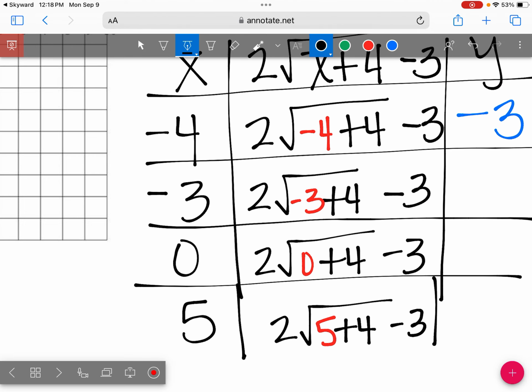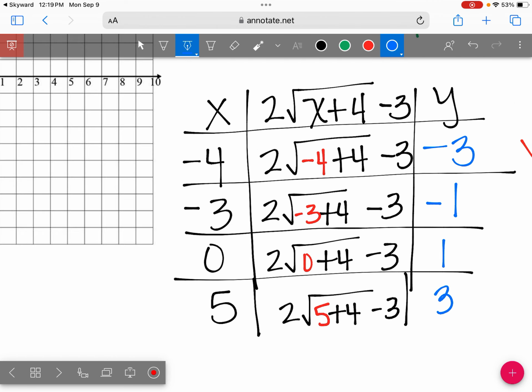So for this one, I'm going to have the square root of 1. I think sometimes using your calculator slows you up, but this is the square root of 1. The square root of 1 is 1. 1 times 2 is 2, and 2 minus 3 is -1. And this should be a +1, and this should be a +3. Go ahead and check it to make sure, though.